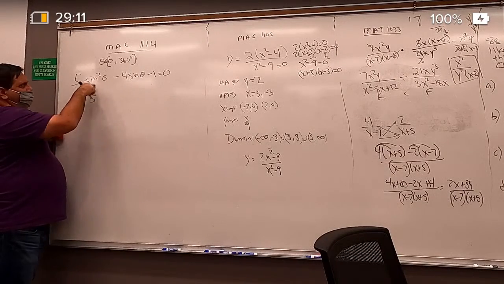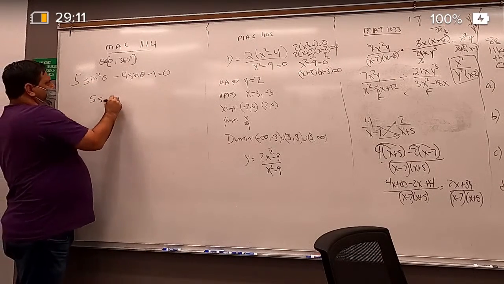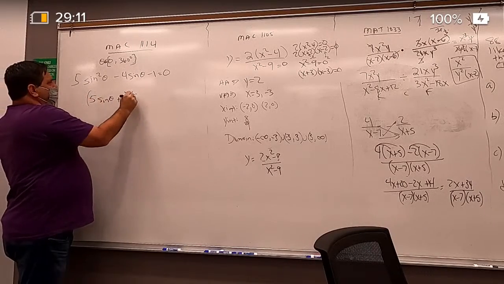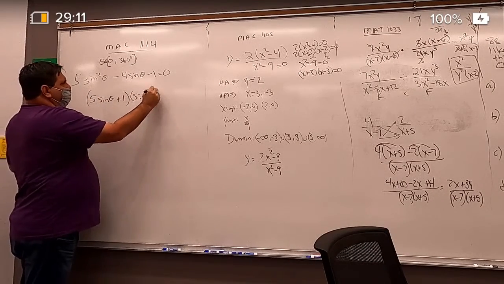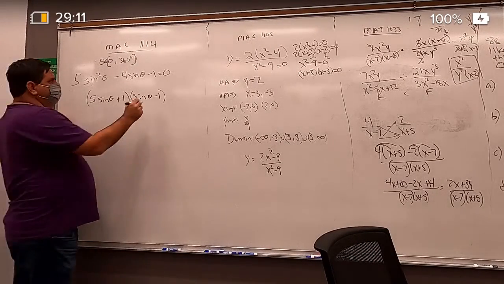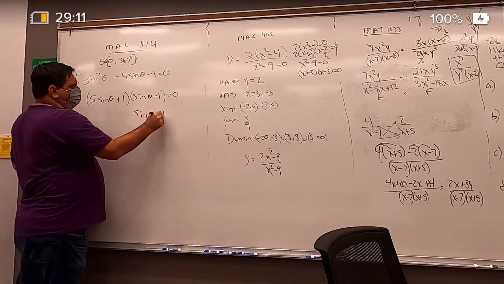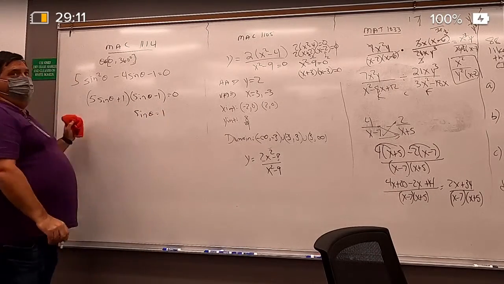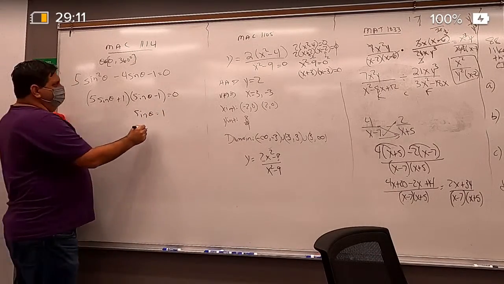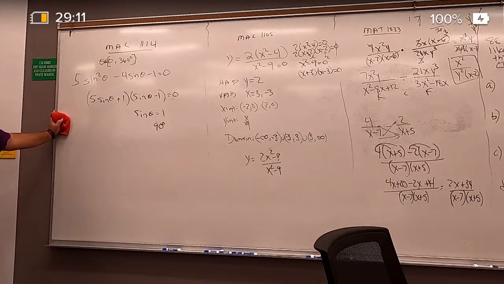So we're gonna factor. This is 5 sine theta plus 1, sine theta minus 1. That gives you the negative 4. Yes? This is sine theta equals 1. Sine theta is equal to 1 at pi over 2, which is 90 degrees. Right? Cosine is x, sine is 1.